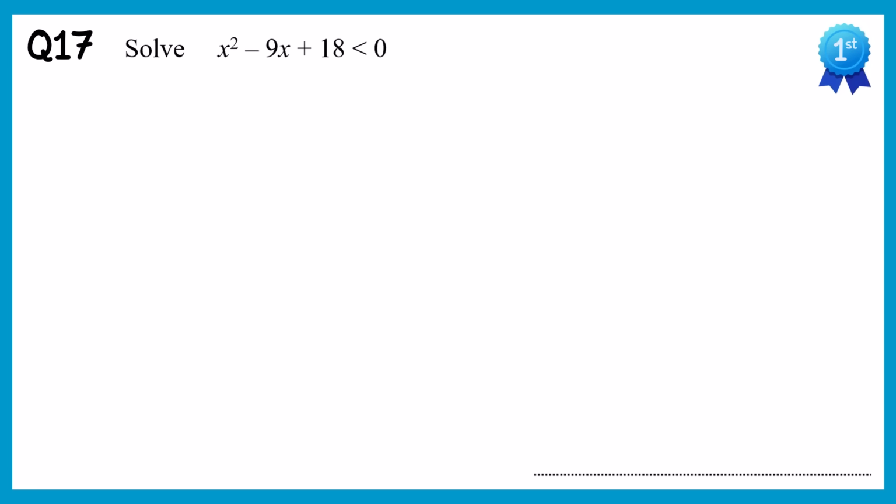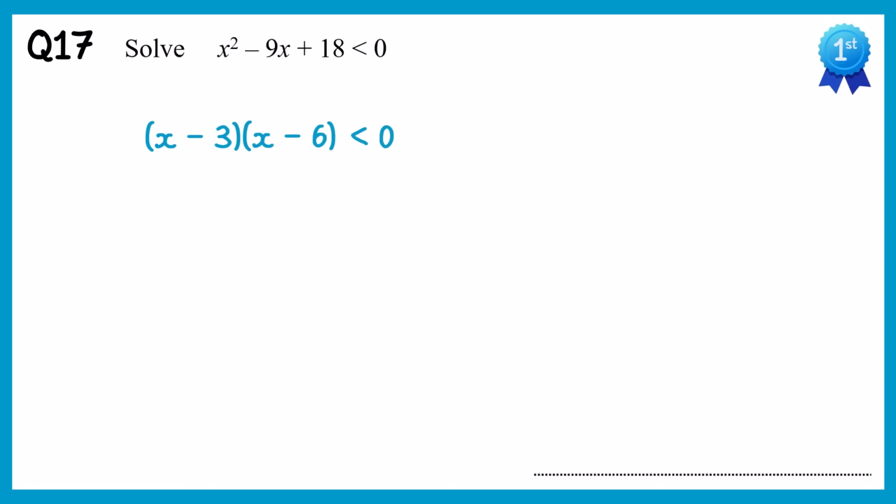In this question we have a quadratic inequality to solve. The first thing we're going to do is factorize this quadratic. We're looking for two numbers that multiply to make positive 18, but add to make negative 9. This will be negative 3 and negative 6. So when we factorize this, we end up with x subtract 3, x subtract 6 is less than 0.